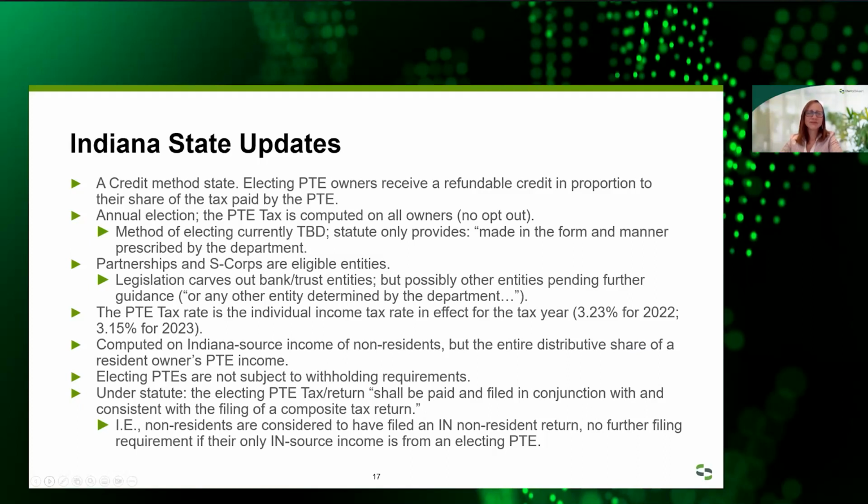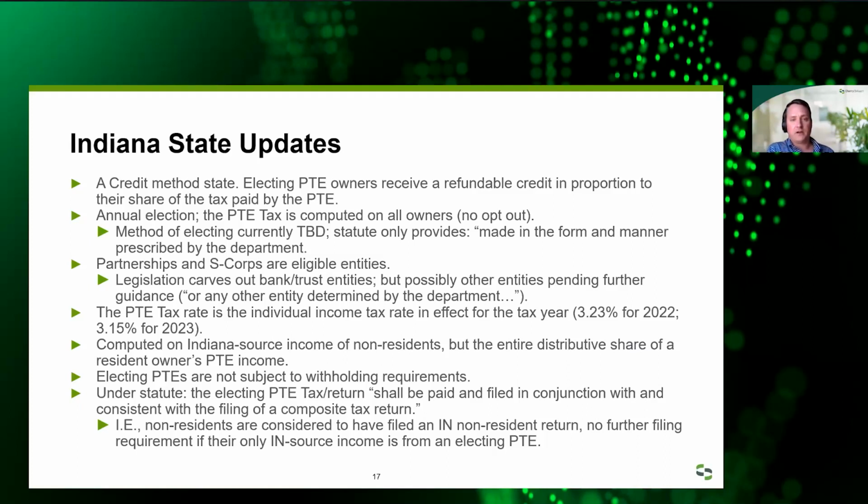So it's going to be an annual election. Taxes are going to be computed on all owners of the PTE, with one exception that I outlined below. This would be one where Indiana doesn't really have any kind of ownership limitation, as compared to Georgia. So if the entity makes that election, they're just going to compute the PTE tax on all of the partners, shareholders of the electing entity.